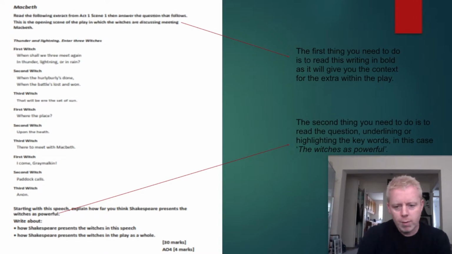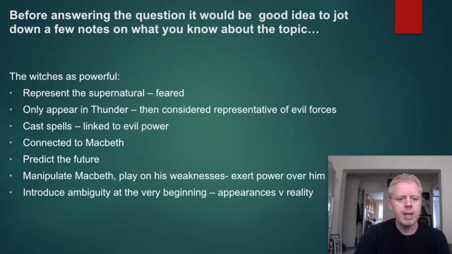Second thing you do is not read the extract, it is read the question, underlining or highlighting the key words, in this case, the witches are powerful. I'd possibly have a look at the word how as well. That's a reminder that you're going to need to cover techniques, so how Shakespeare presents the witches as powerful in this extract and in the wider play. That's actually the question that I'll walk you through now.